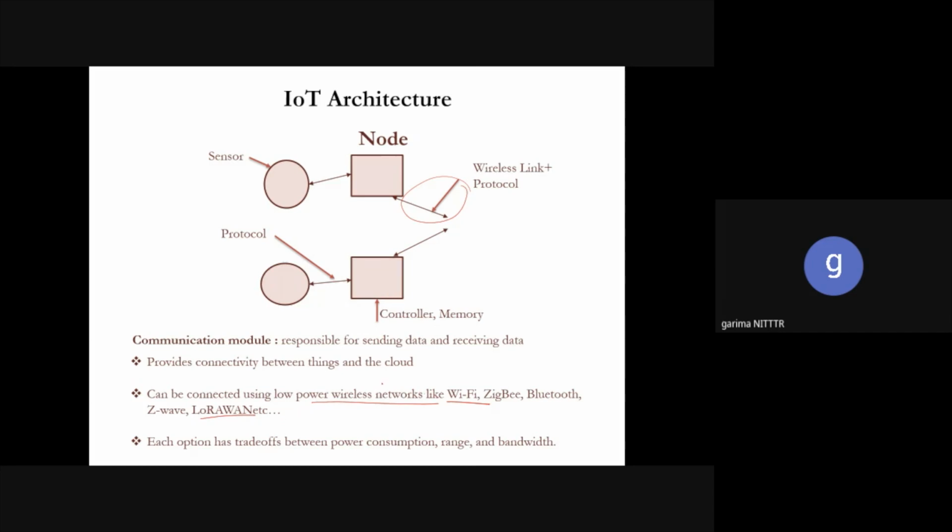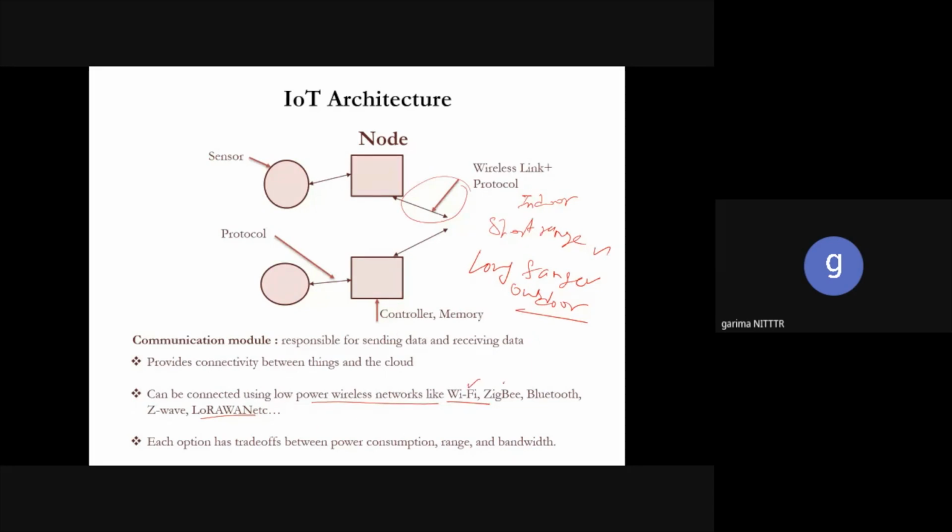Some of these standards are called short range standards. Some are called long range standards. And which type of protocol you are going to utilize depends upon the application you are going to implement, and also whether you want a solution for your indoor application or for your outdoor application. It also depends upon this particular part.